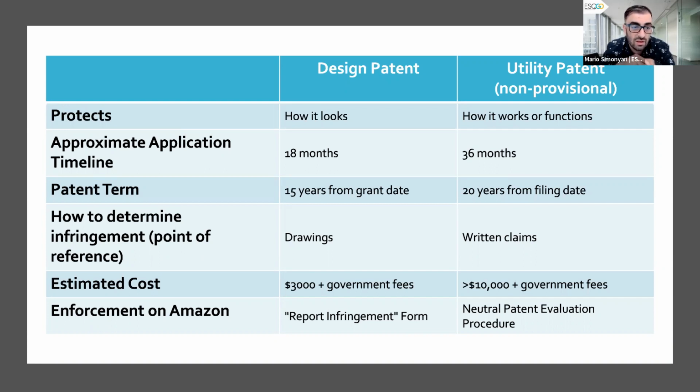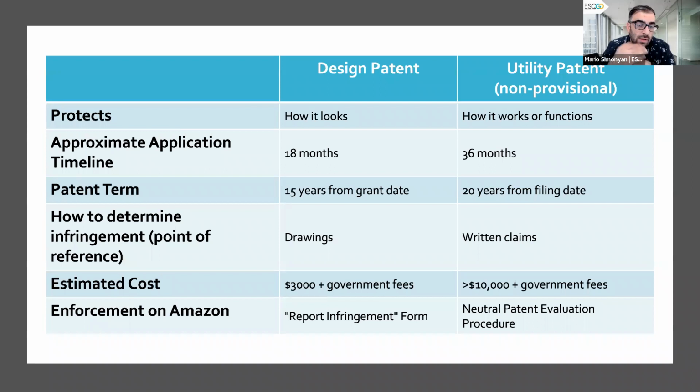As far as the patent term, how long do you have this quote unquote monopoly? For design patents, it's 15 years from the grant date, meaning whenever they grant you this patent. And then for utility patents, it's 20 years from when you file, okay? So that's the patent term.